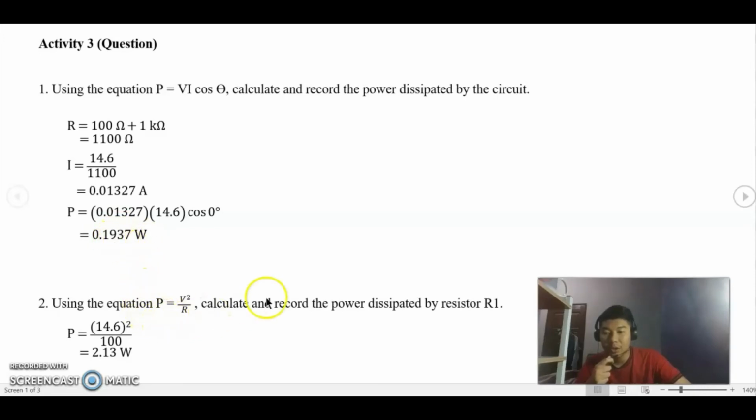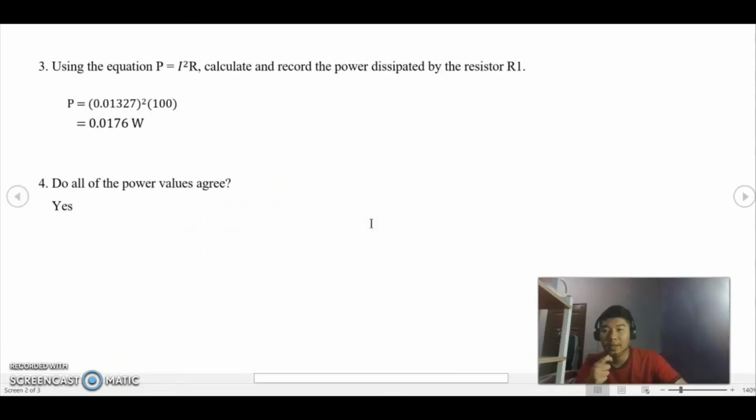Next is using the equation P equals V squared over R. So same thing, just put the values, and then we get 2.13 watt. And next, we need to use the equation P equals I squared R to calculate and record the power dissipated by the resistor R1. So using the R1 load, 100 ohms, and the I value, we get the power equal to 0.0176 watt.